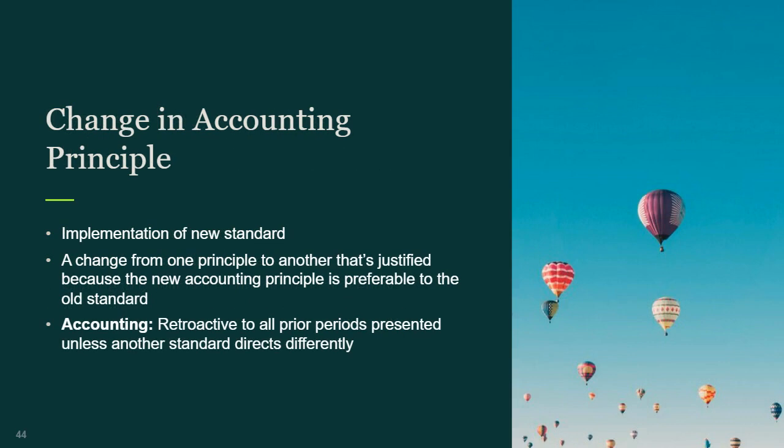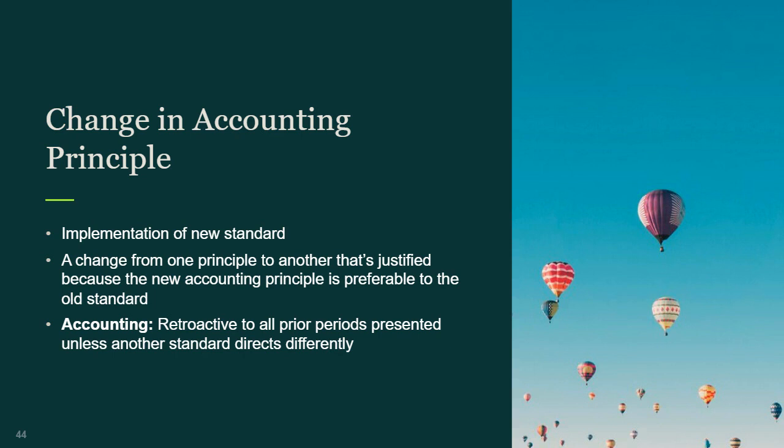With regard to a change in accounting principle, this is like the implementation of a new authoritative accounting or financial reporting pronouncement, like GASB 96 that Ashley just talked about, or this could be a change in GAAP that is justified on the basis of a newly adopted accounting principle that you think is preferable to an accounting principle that was previously used.